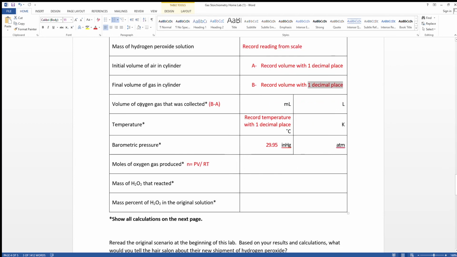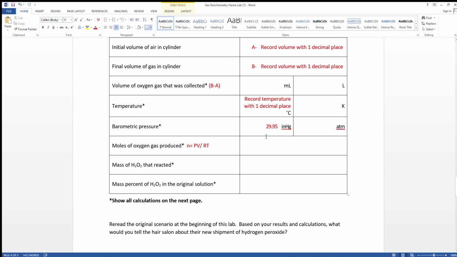Next, you have to find the volume of oxygen gas that has collected. That will be the difference of these two readings. You will get that difference in milliliters, and then you will convert that milliliter to liter. The temperature is the temperature of water that we took. Make sure you record this temperature with 1 decimal place, and then you convert that Celsius temperature to Kelvin.